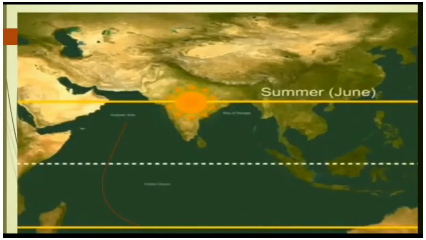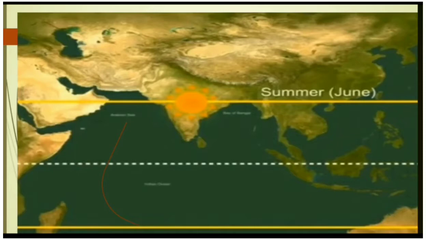As the sun's rays have reached the Tropic of Cancer and are shining brightly, the pressure belt has changed. Now land has developed a low pressure, and water bodies like the Arabian Sea, Bay of Bengal and Indian Ocean, which are surrounding India, develop a high pressure. So because of that, the wind direction changes.